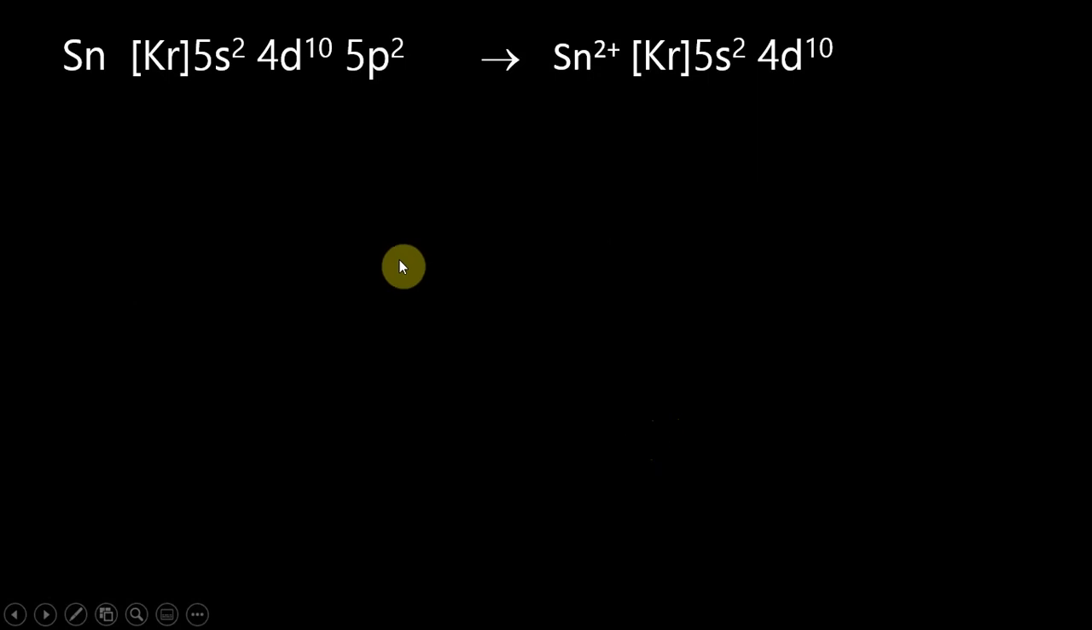Okay, tin. Tin makes tin 2+ and tin 4+. So let's take a look at how that works. Tin has the krypton root and then 5s2, 4d10, and 5p2. So if these 5p electrons are removed, then we get tin 2+, so we get 5s2 4d10.